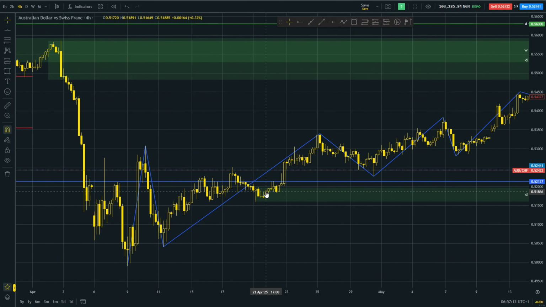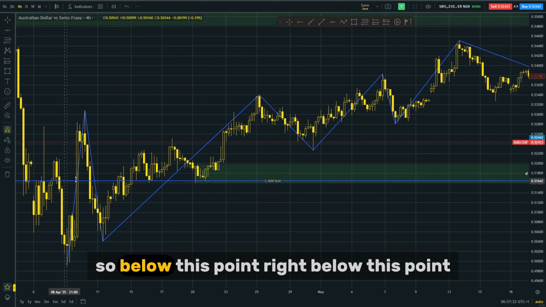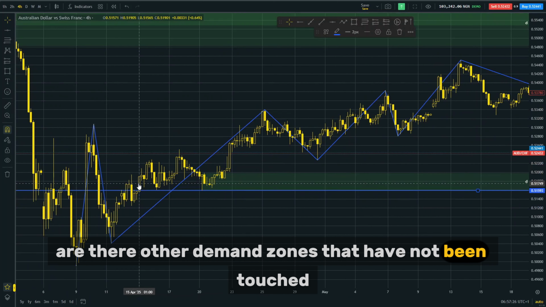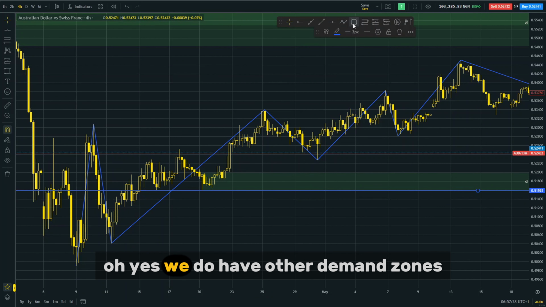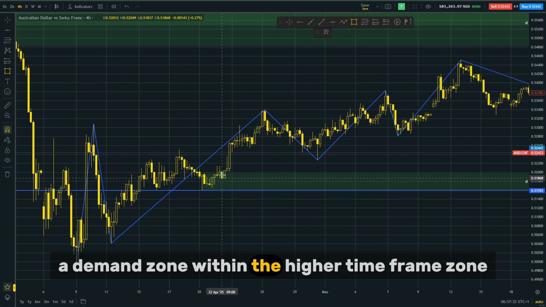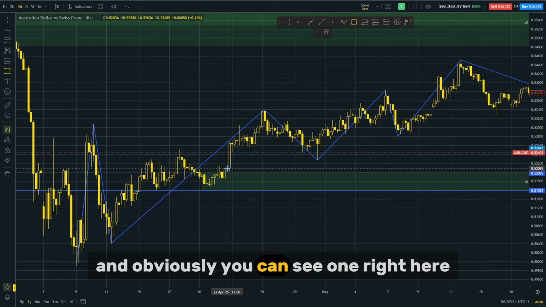Below this point, so I'll just take this one below this point. So below this point, are there other demand zones that have not been touched? Oh yes, we do have other demand zones, but I prefer a demand zone within the higher time frame zone, and obviously you can see one right here.